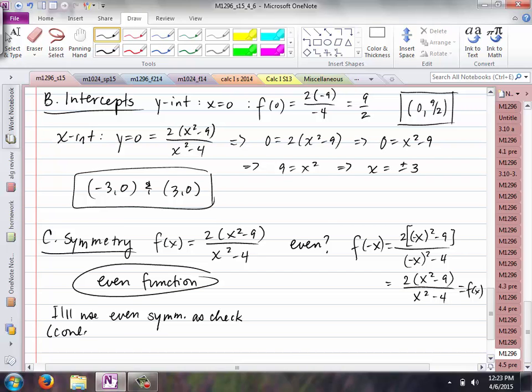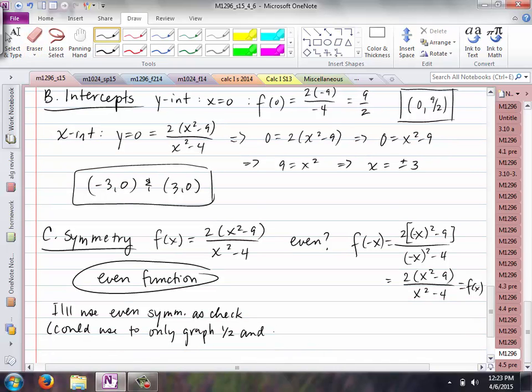Could use it to only graph half of it in this case, and fill in with symmetry for the other half.